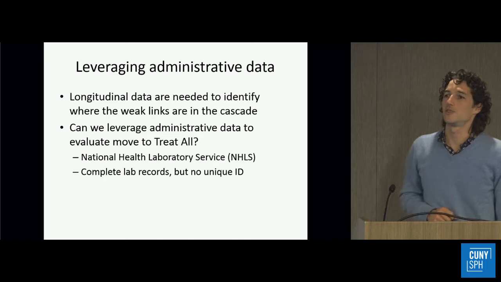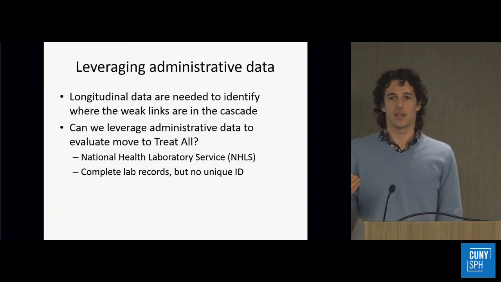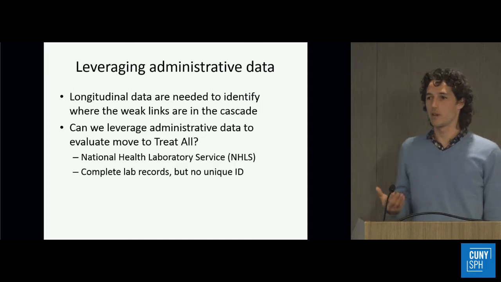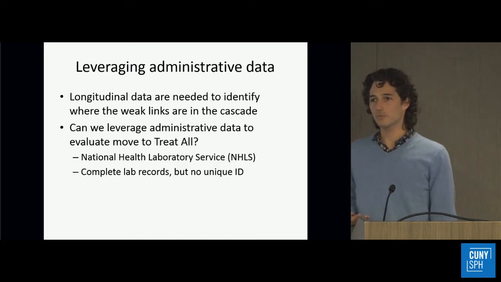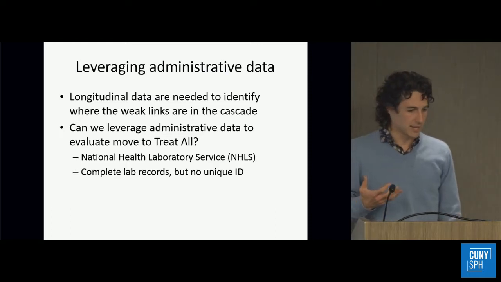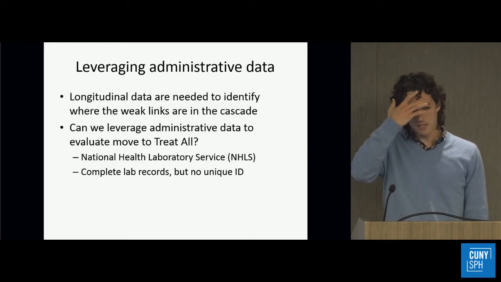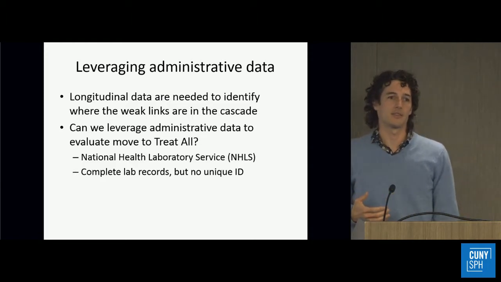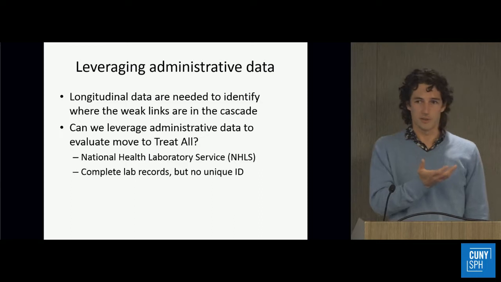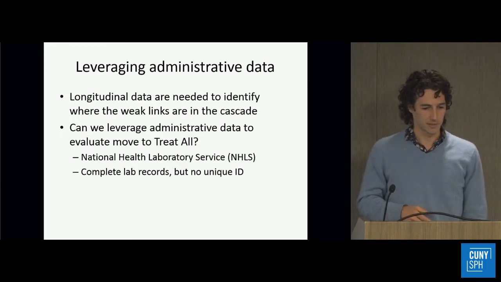So we actually need longitudinal data on how individual patients go through the cascade in order to understand where the weak link is. Longitudinal data, representative longitudinal data. We may need to leverage the kind of administrative data that the surveillance group here in New York City is using to see how people move through the system.